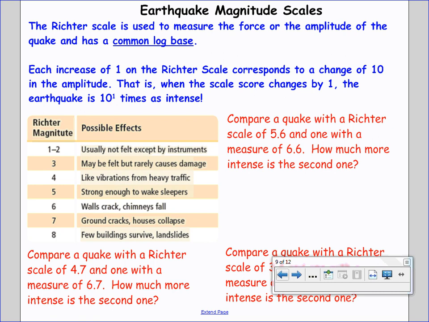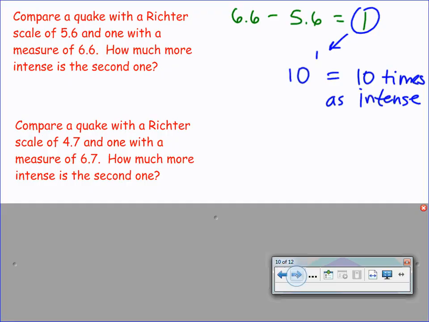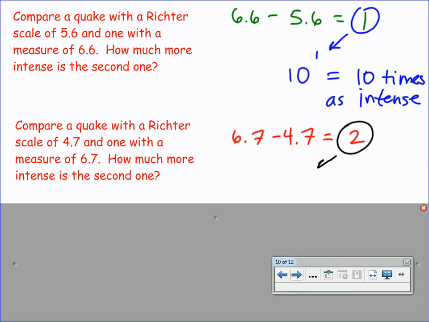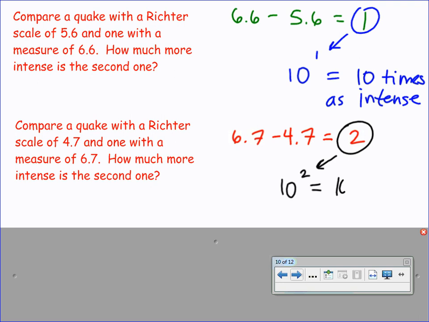Does that mean it's only 2 times as intense? No, it's a lot more intense. We can take the times intense by doing the larger quake minus the smaller quake, and then doing the 10 to the exponent. And so this would be 6.7 minus 4.7 is 2, right? 2 numbers on the Richter magnitude scale. But now we're going to go 10 to that exponent. And so that means it's 10 to the second times as intense. That is 100 times as intense.